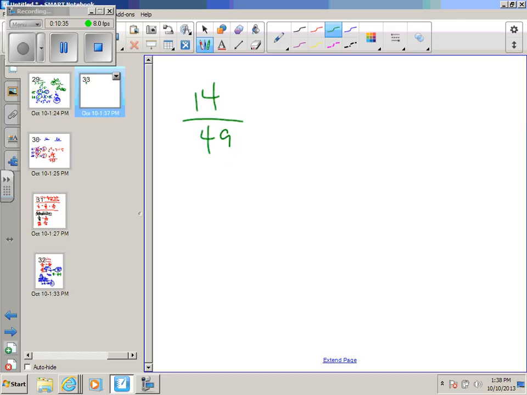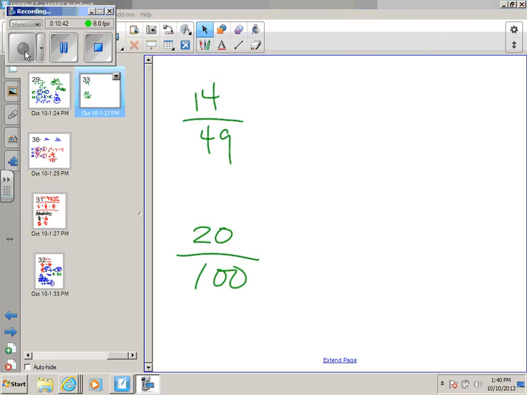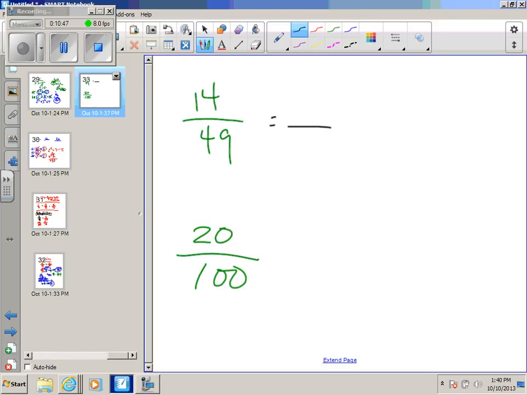14 49ths and 20 100ths. What is the only thing they have in common? 7. So 14 divided by 7 is 2, and 49 divided by 7 is 7. So double check though, do 2 and 7 have anything in common? No. 7's prime, 2 is prime. Therefore, if both of your numbers are prime, there's a good chance that there's nothing else.